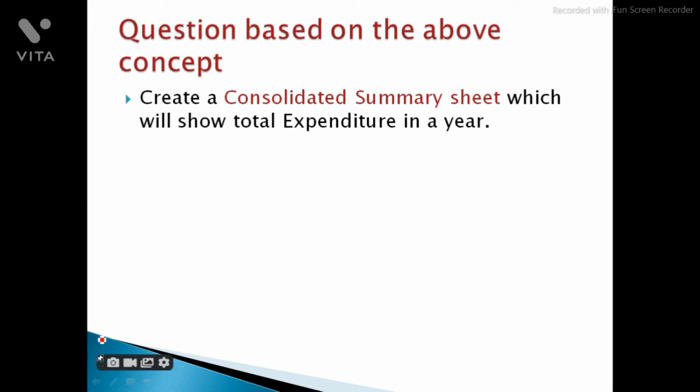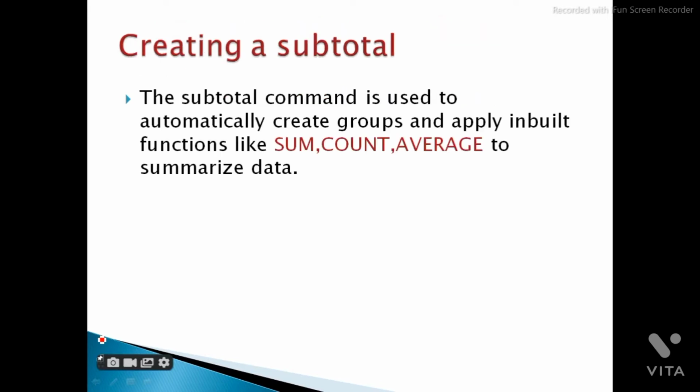This is the question based on the above concept. You have to create some list, then consolidate all the data, and then apply the subtotal formula. The subtotal command is used to automatically create groups and apply inbuilt functions like sum, count and average to summarize data. These all come inside the subtotal function.